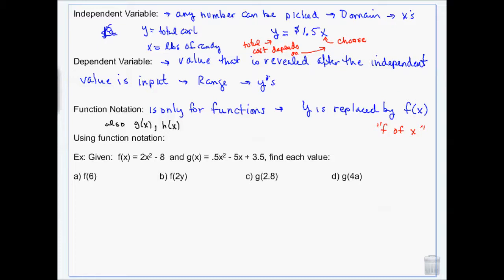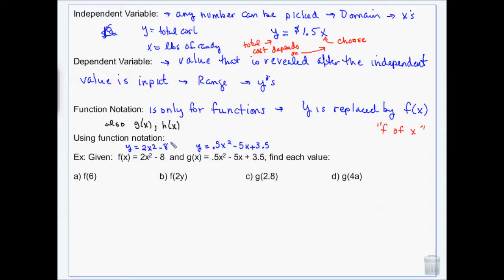So when we use function notation, I'm given f of x is equal to 2x squared minus 8. Basically, this is the same thing as y equals 2x squared minus 8. That's what this means. Or if g of x is equal to 0.5x squared minus 5x plus 3.5, that's the same thing as y equals 0.5x squared minus 5x plus 3.5. So they're the same. It's just this notation is really useful.